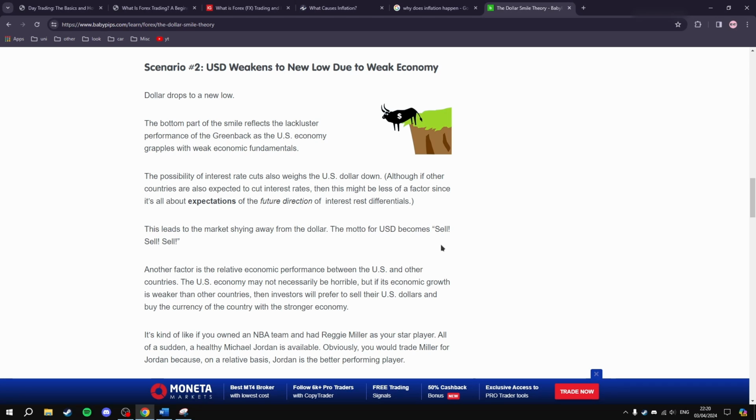The bottom part of the smile reflects the lackluster performance of the greenback as the US economy grapples with weak economic fundamentals. The possibility of interest rate cuts also weighs the US dollar down, although if other countries are also expected to cut interest rates, then this might be less of a factor since it's all about expectations of the future direction of interest rate differentials. This leads to a market shying away from the dollar. The motto for USD becomes sell, sell, sell.